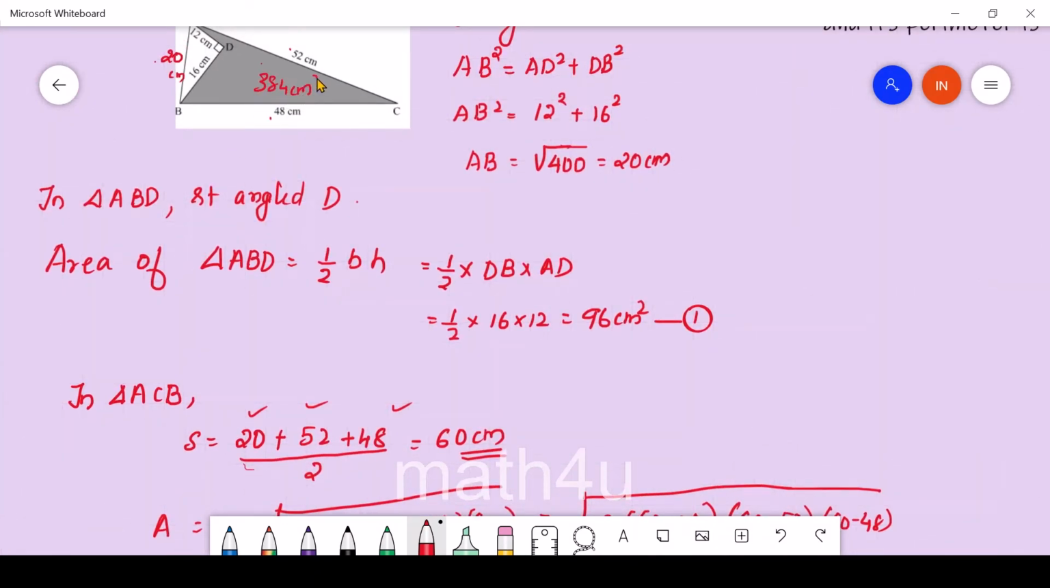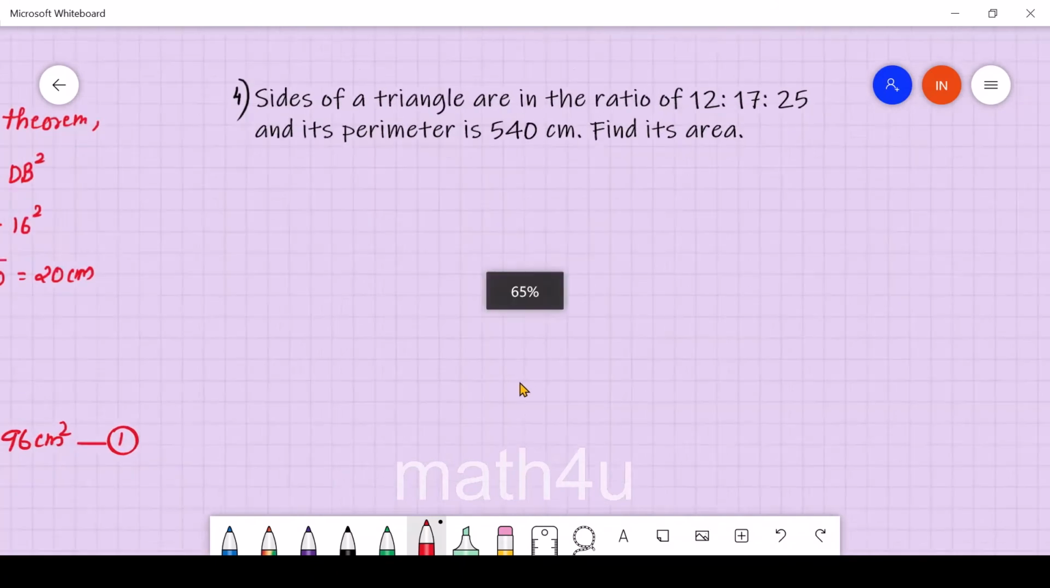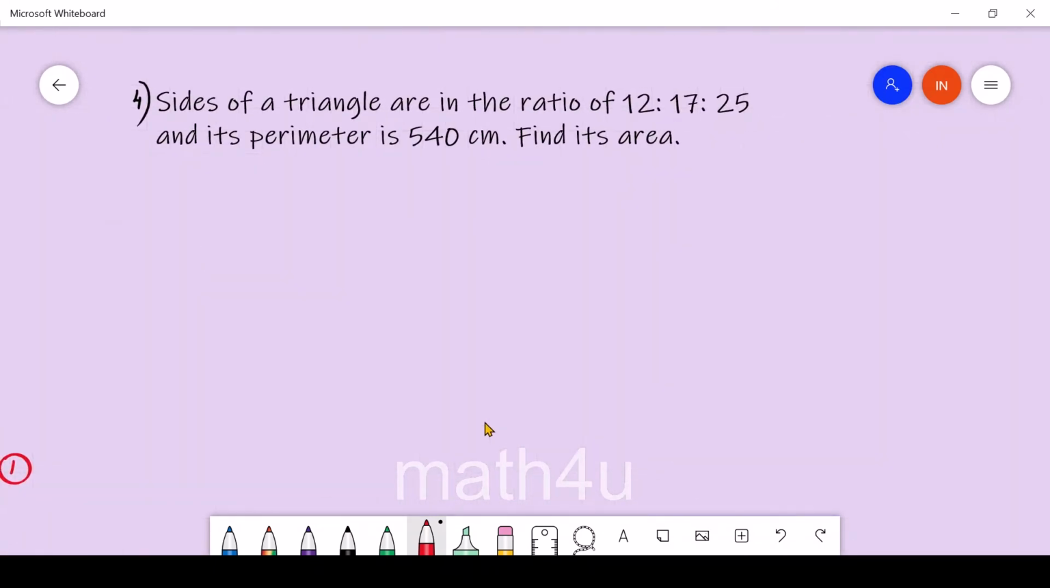384 centimeters square. Is it clear, all of you? Yes. So let me move on to the next question. You can see here the sides of a triangle are in the ratio 12 is to 17 is to 25, and its perimeter is 540 centimeter. Find its area. How can we find the area?